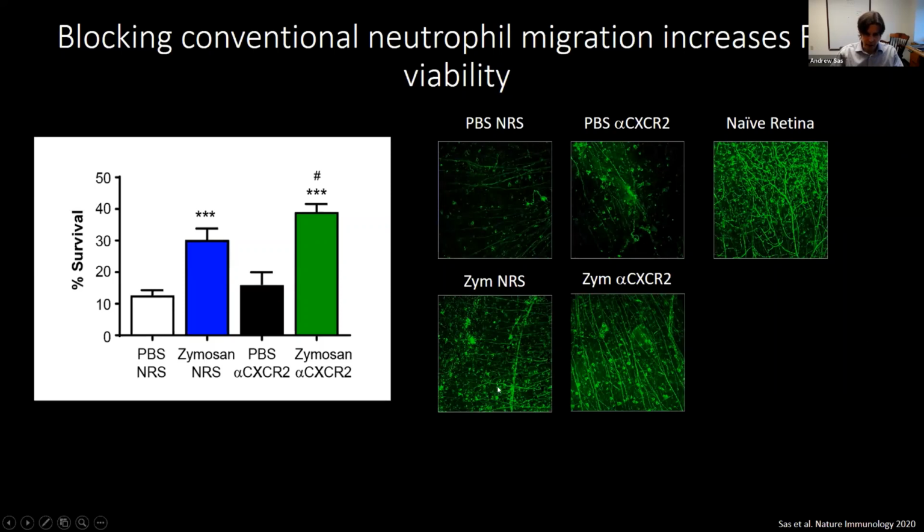But with the Zymosan, we have preservation of RGCs, so we have preserved viability. And with the anti-CXCR2, once again, we have significantly more preserved viability than if we just do the crush injury alone or just inject the Zymosan alone.